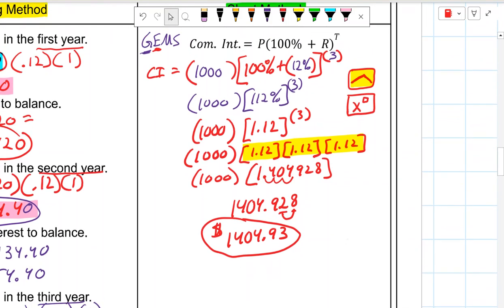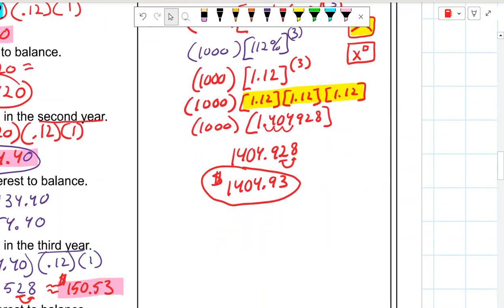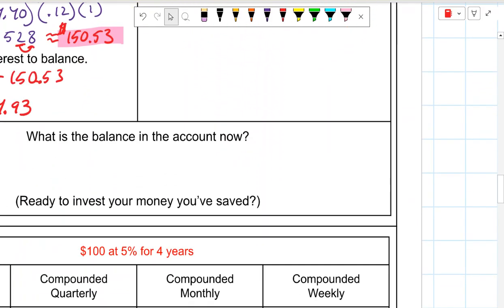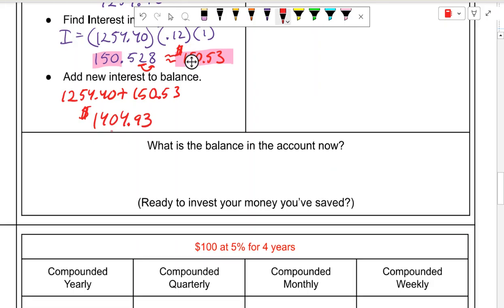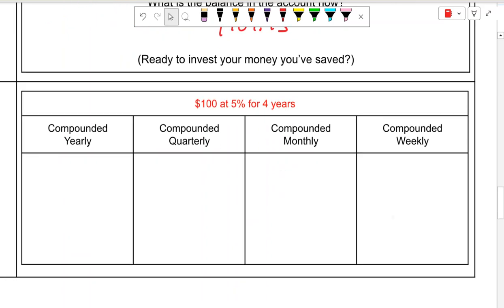All right, now that we've learned how to use that short method, let's go down here, answer these ones. What is the balance in the account now? Well, we can see either way is going to get you to $1,404.93. Are you ready to invest your money you've saved? Well, you put in $1,000 and you made $404.93. That's not bad in 3 years. It's better than spending it. Let's take a look down here.